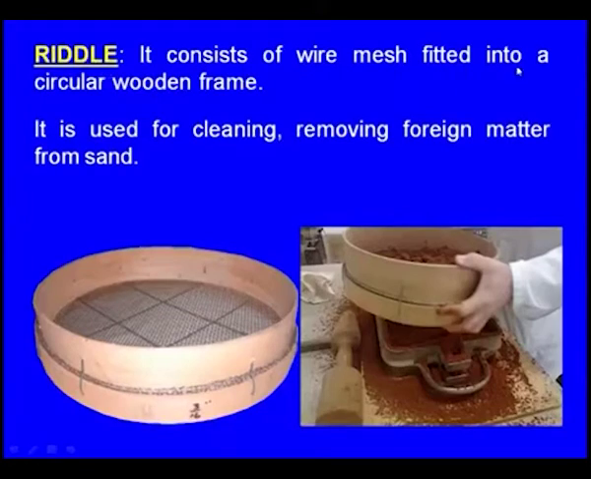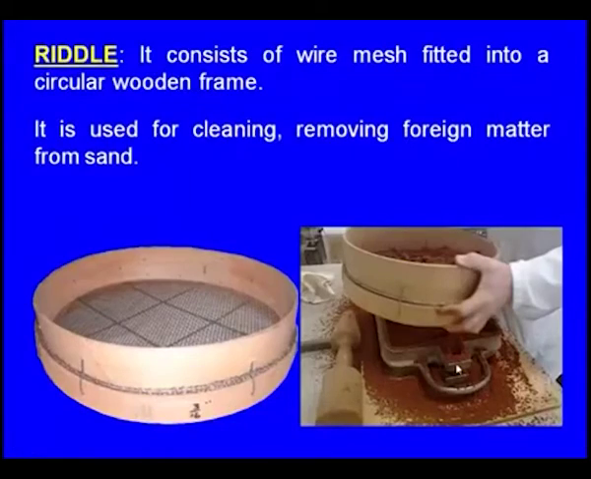Next one, riddle. It consists of wire mesh fitted into a circular wooden frame. So this is a riddle, and here we can see the wire mesh. It is used for removing foreign particles from the sand. Here you can see this is the moulding box. Instead of straight away placing the moulding sand, initially it is passed through the riddle. If there are any foreign particles or hard lumps, they will be eliminated. Only the smooth sand falls on the moulding box. That is the purpose of the riddle.